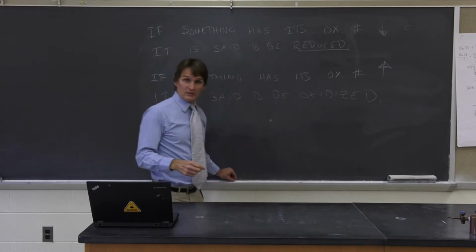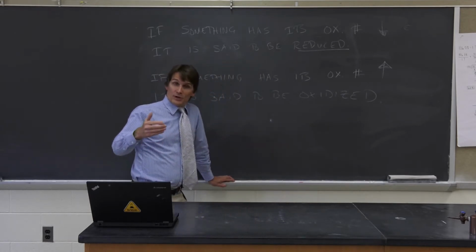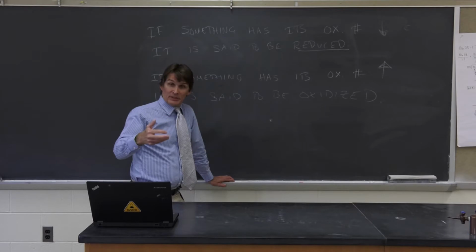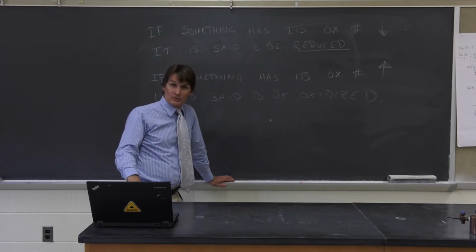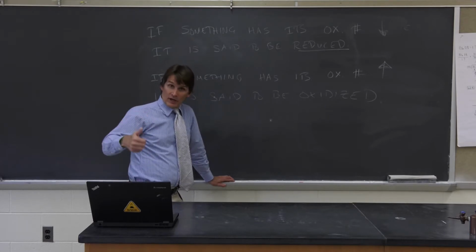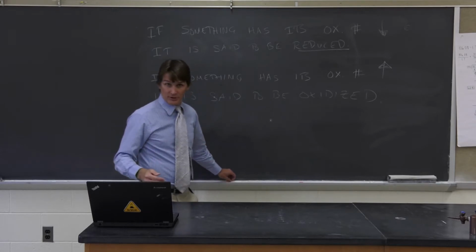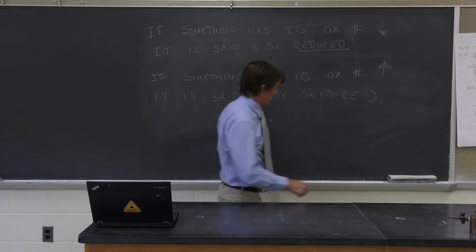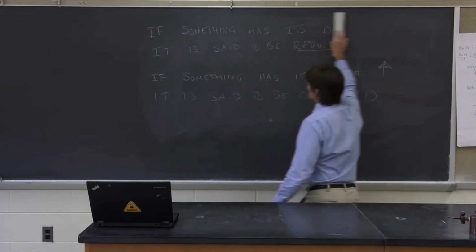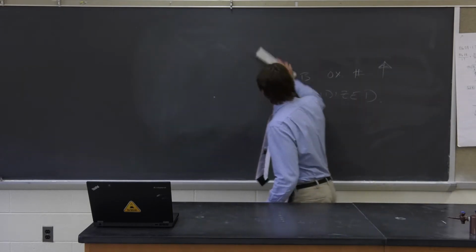And so we're going to need to spend a little bit of time looking at different chemical species and determining whether those chemical species are having their oxidation numbers go up or their oxidation numbers go down. So obviously it's important to understand how to find what the oxidation numbers are of different entities in different chemical species.